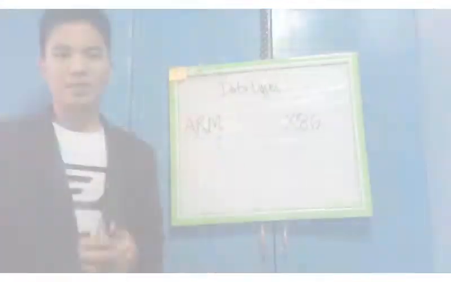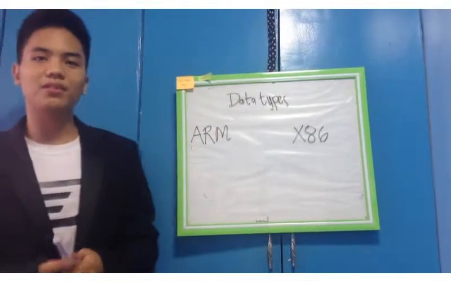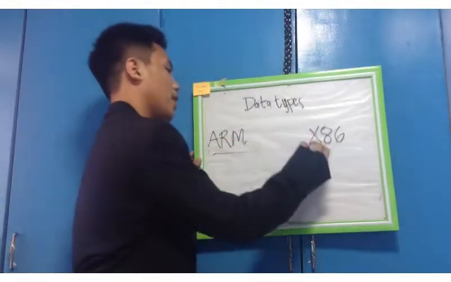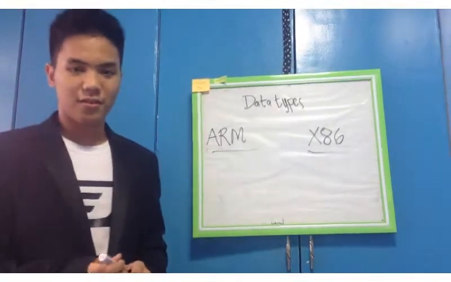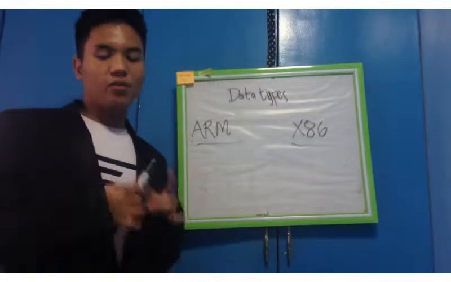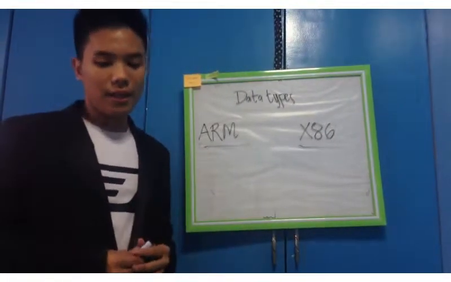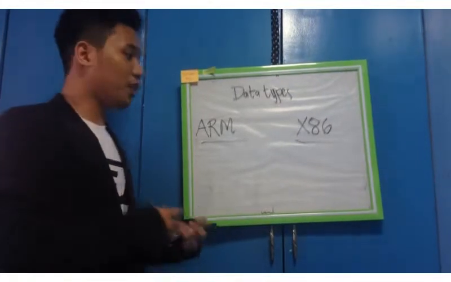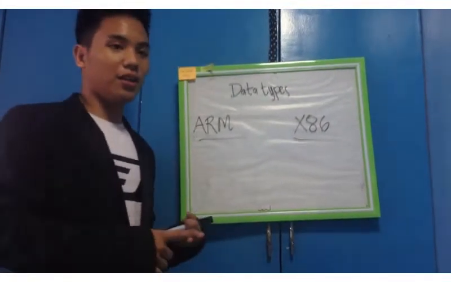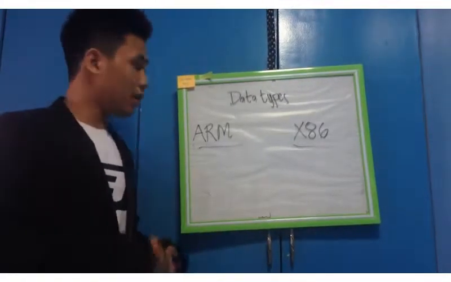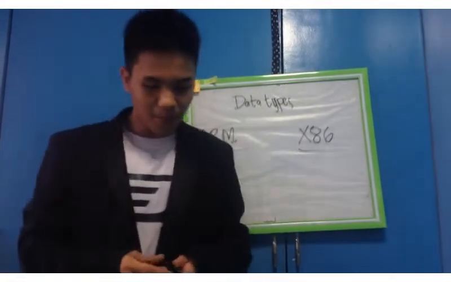So, hi, I'm Mark Soriano and I'll be discussing about the data types of ARM and x86. Okay? Okay. x86 assembly has no predefined data types like higher level programming languages like Java, C++, C, and anything that is much higher than assembly. Okay?